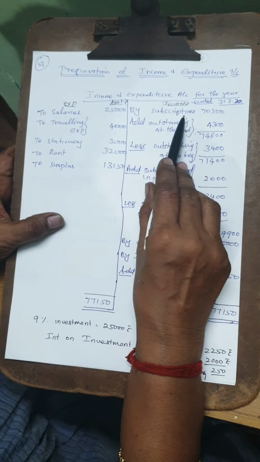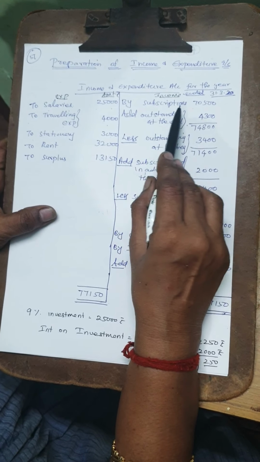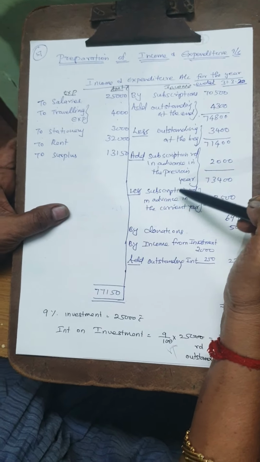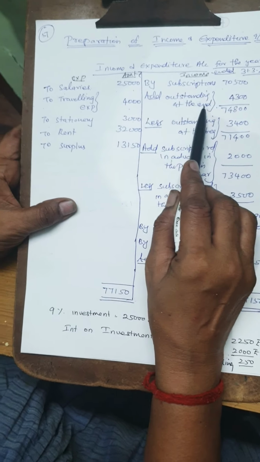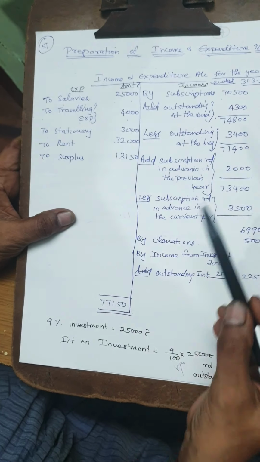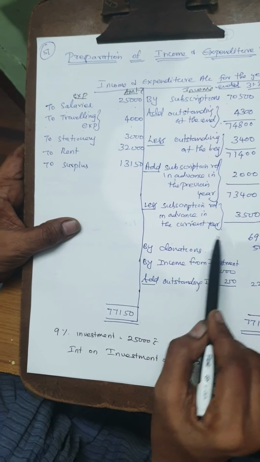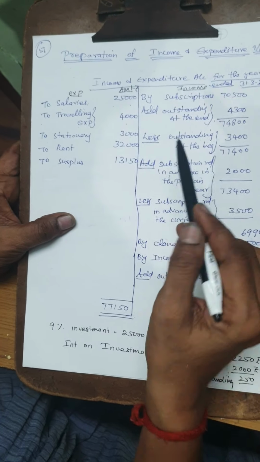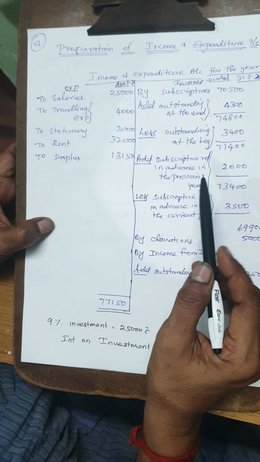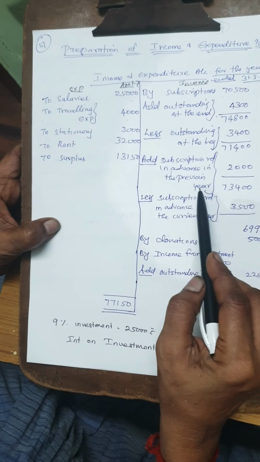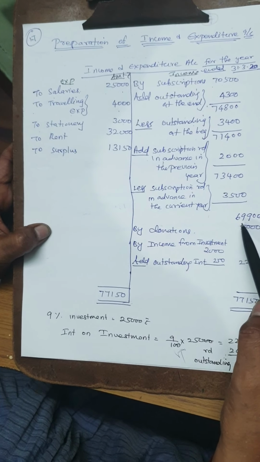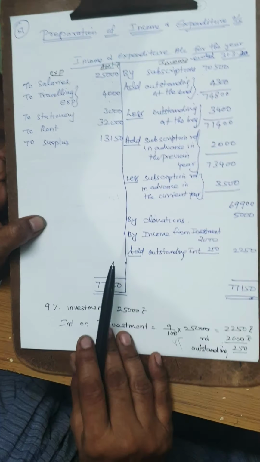Then this side, income side, subscription first item, by subscription 7,500, that is given in the receipts and payments account. Then in the adjustment, 4 items are given, that is outstanding subscription at the end, outstanding subscription at the beginning, subscription received in advance in the previous year, subscription received in advance in the current year. So already we have done this type of sums. So outstanding at the end is added, outstanding at the beginning is deducted, subscription received in advance in the previous year is added, subscription received in advance in the current year is deducted. So ultimately we are getting 69,900.